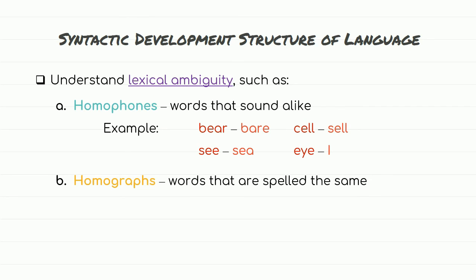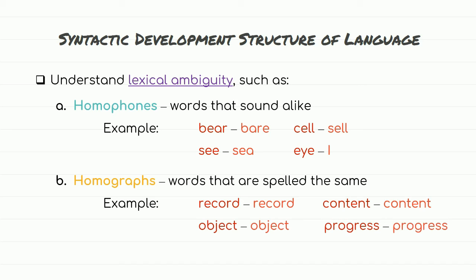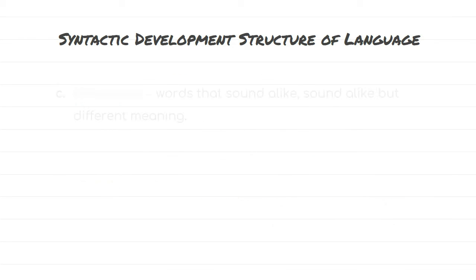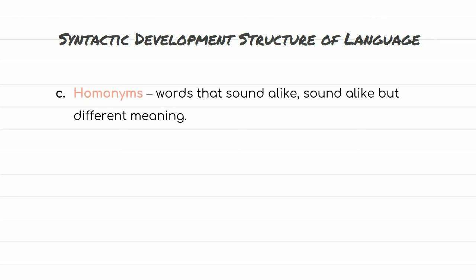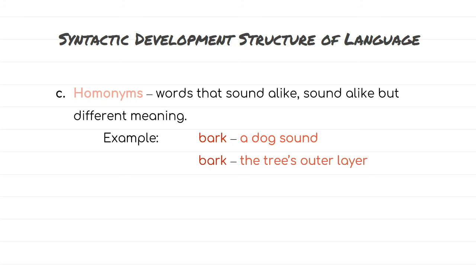Next, the homographs, words that are spelled the same but can have different pronunciation. For example, the word record and record, content and content, object and object, progress and progress. Next, homonyms, words that are spelled alike, sound alike, but have different meanings. Example, the word bark. Bark can be associated with 2 different meanings. First is a dog sound. Second, the tree's outer layer.